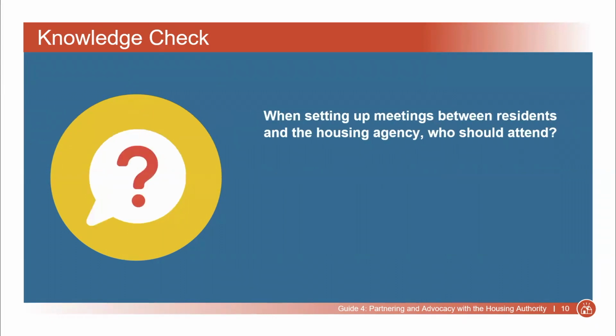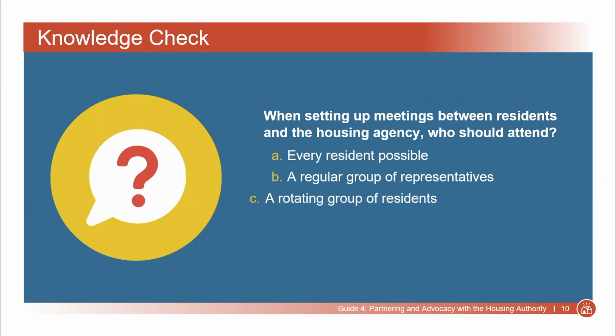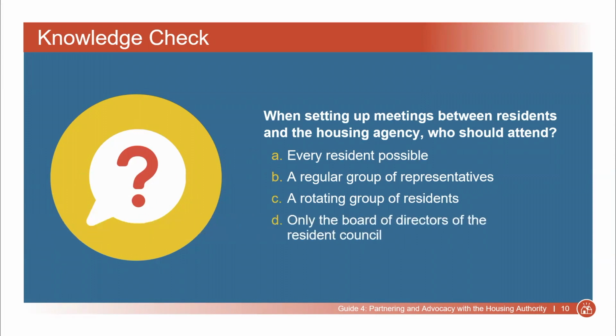When setting up meetings between residents and the housing agency, who should attend? A. Every resident possible. B. A regular group of representatives. C. A rotating group of representatives. Or D. Only the board of directors of the resident council. We'll wait for a moment while you consider your answer.